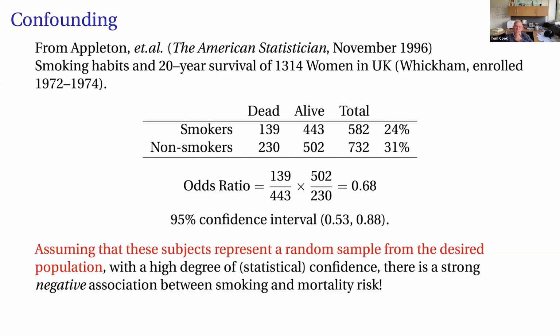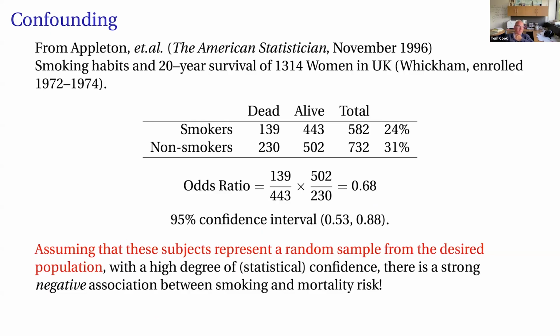So statistical analysis doesn't simply happen in a vacuum. We have to have some basis for actually drawing statistical conclusions. So I'm going to assume that this is a random sample from the desired population, and therefore this confidence interval actually does reflect a 95% confidence interval. In that case, we have a high degree of statistical confidence that there is a strong negative association between smoking and mortality risk. It's a fact.